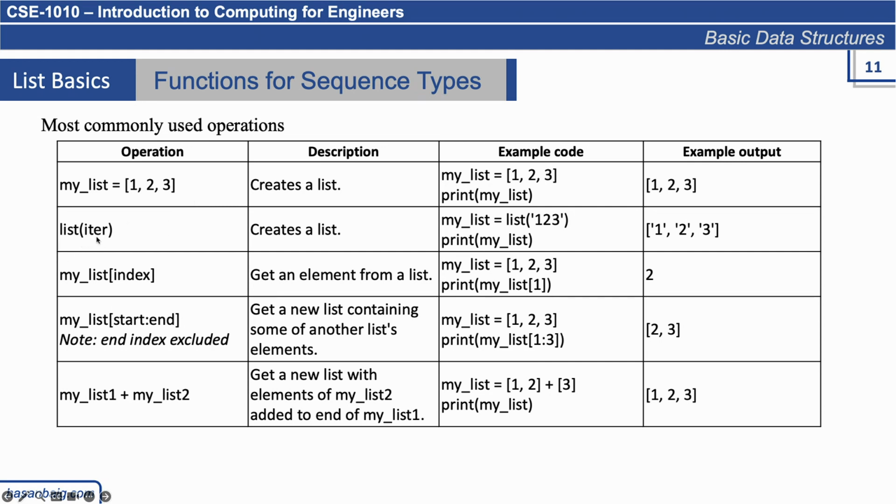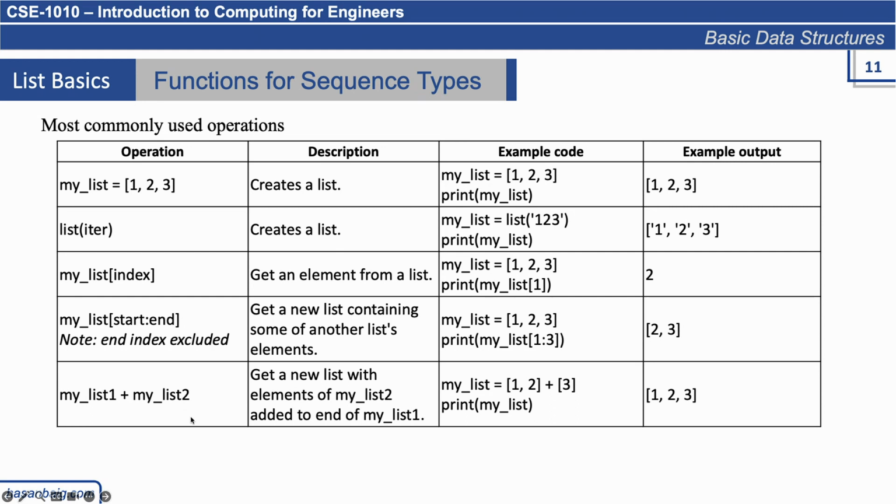Another way of creating a list is using an iterable object. For example, if we have 1, 2, 3, it creates a list containing 3 elements. And my_list[start:end] gets a new list containing some of another list's elements. This is a specific way of creating a new list or extracting a certain number of elements from a list, from the start index to the end index. This is what we call slicing. We will be talking about it later.